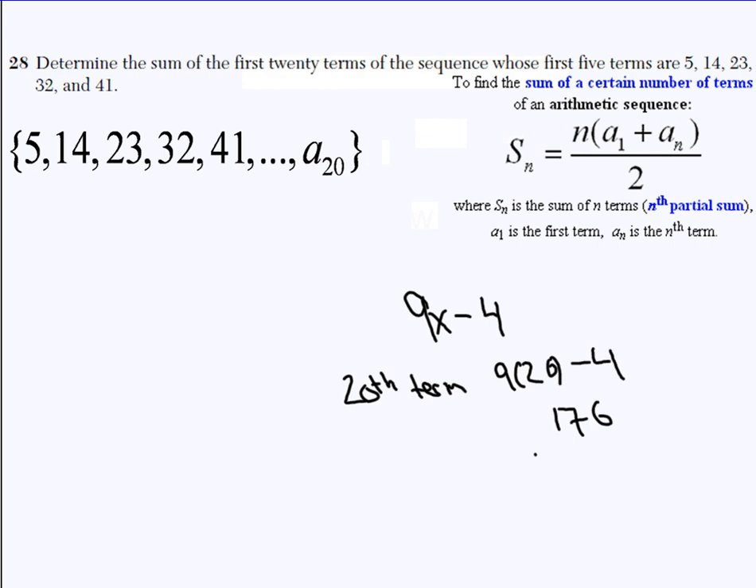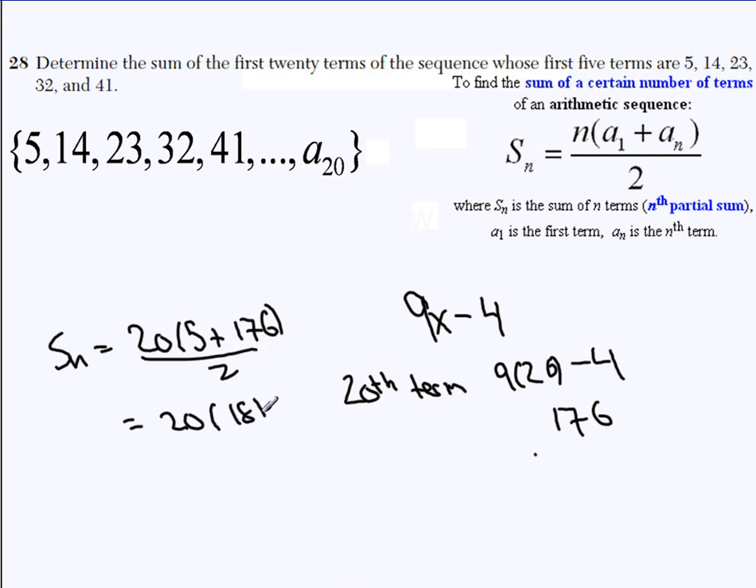So now I can substitute into this formula. So it's going to be Sn equals 20 times (5 plus 176) over 2. That's going to be 20 times 181 over 2. 20 times 181 is going to be, oops, that's not 3605, that's 3620, and that over 2 is going to be 1810, which is what we had before.